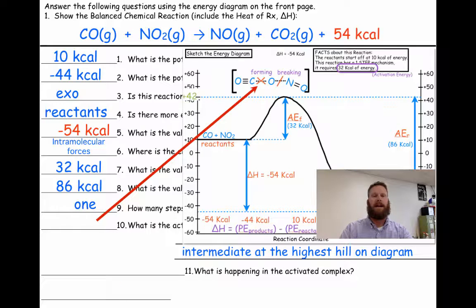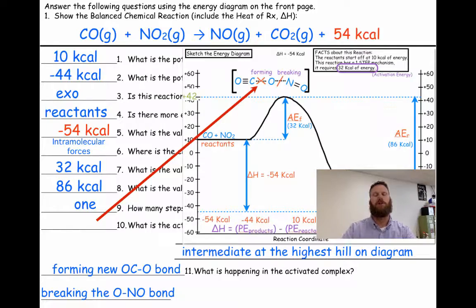What is happening at the activated complex? As we discussed at the beginning, a bond is formed between carbon and oxygen, and a bond between nitrogen and oxygen is broken.